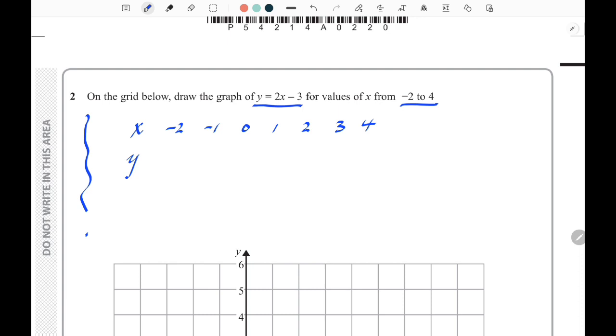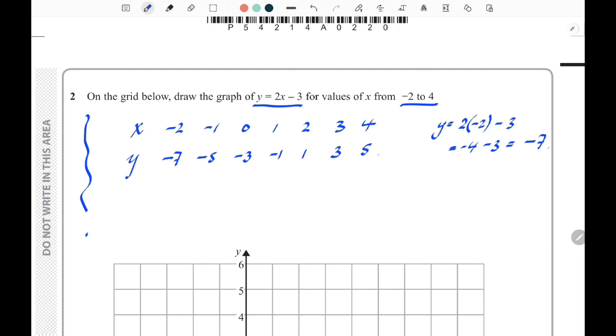Now, what are we going to do? For example, the first one, when x equals minus 2, we have 2 times minus 2 minus 3. So that's minus 4, minus 4 minus 3, minus 7. So we're going to put each value of x into the equation for the straight line, the graph, and get the values out. And effectively they come out like this. So when it's minus 1, it's minus 5, then minus 3, then minus 1, and then 1, 3, and 5.